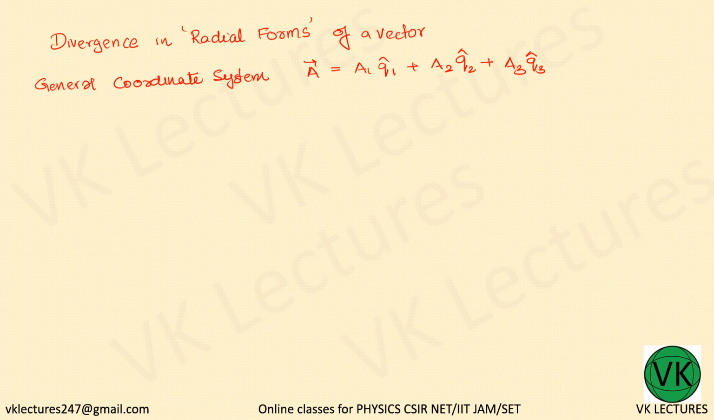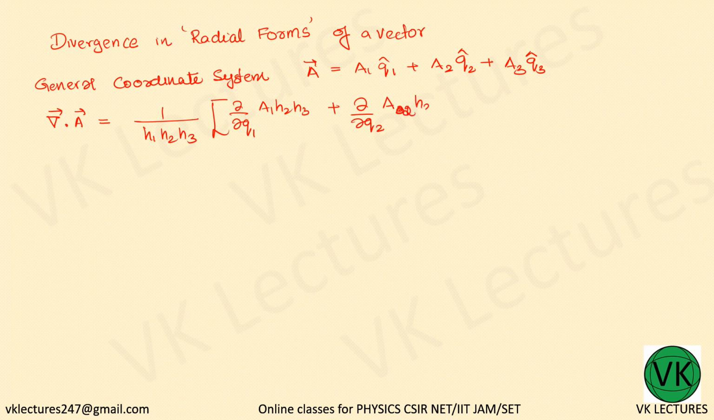For a generalized coordinate system, we can write del dot A, the divergence of the vector A, as 1 divided by h1 h2 h3 times: dou by dou q1 of A1 h2 h3, plus dou by dou q2 of A2 h3 h1, plus dou by dou q3 of A3 h1 h2.